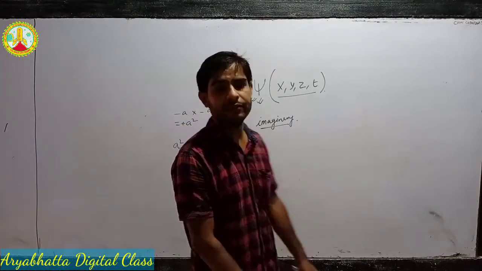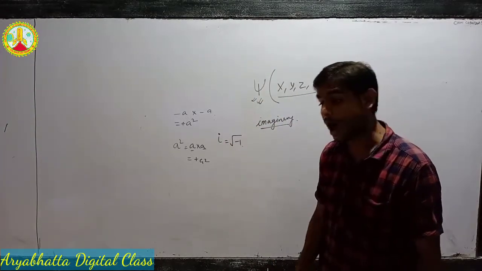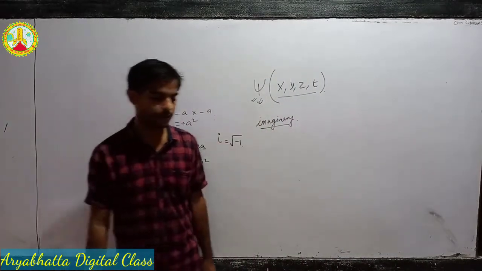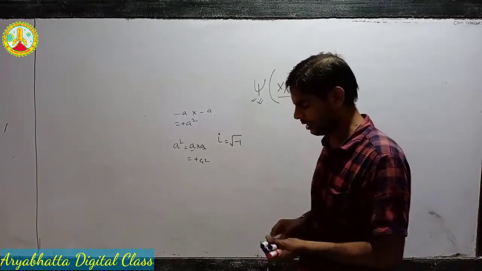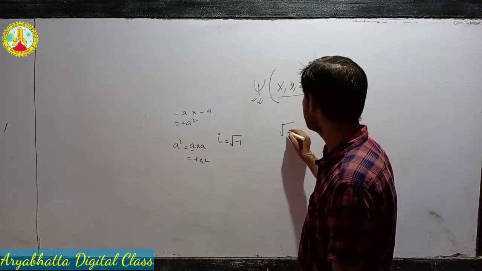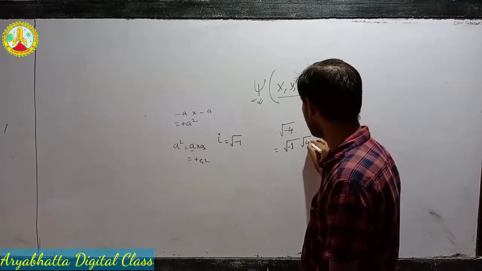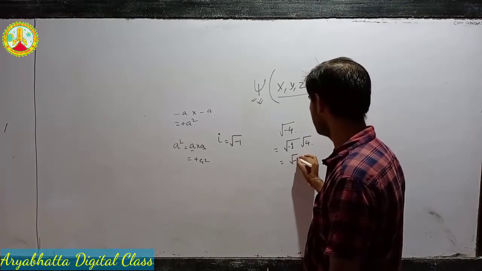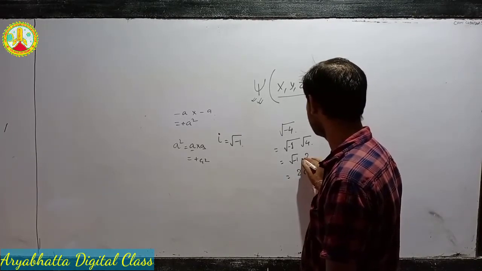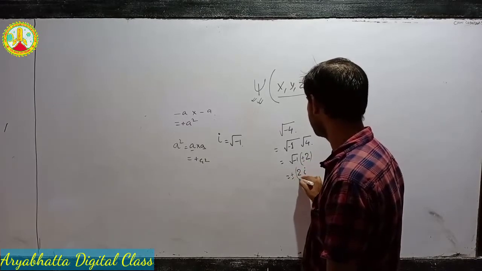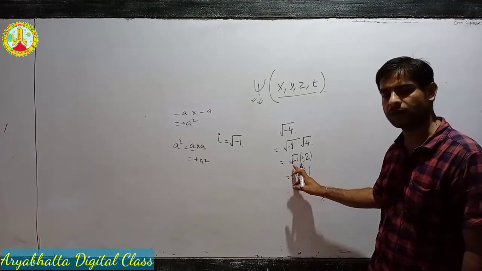Now suppose I have a negative number and I take its square root. How will you define the square root of a negative number? That's why it's called imaginary, and i is defined as root over minus 1. That means if I have root over minus 4, I can write it as root over minus 1 into root over 4, which gives 2i. If I take plus minus, I get plus minus 2i. So instead of root minus 1, I have written i.